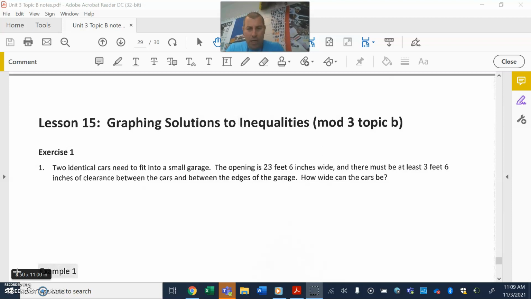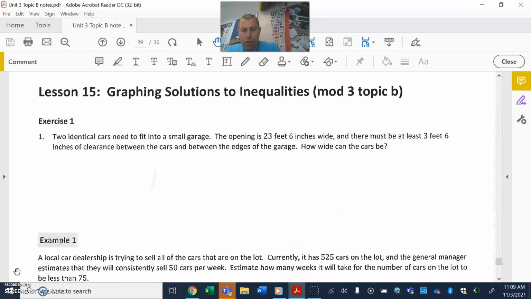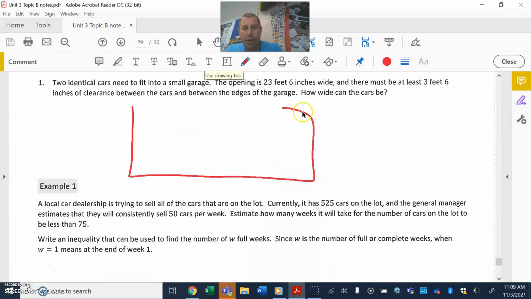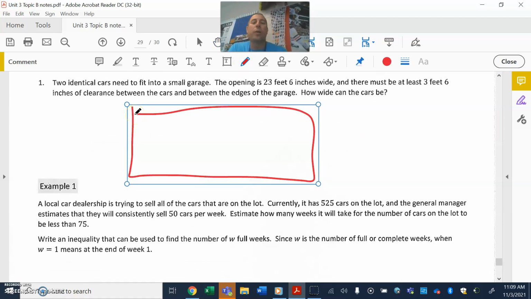All right, so small garage. Let me get a picture of the garage. There we go. It's 23 feet 6 inches wide. Now, this is where I'm going to do a little bit of conversion. 6 inches, there's 12 inches to make a foot, so it's really 23 and a half. If you want to go decimal, it's fine. I'm going to go fraction just because I like my fractions more than my decimals.